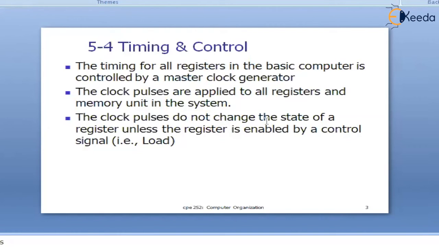The clock pulses do not change the state of a register unless the register is enabled. For example, in T0, only the program counter and address register need to be enabled, not any other register. So let us say in T0, is the accumulator going to get enabled? No. So nothing is going to happen to the accumulator. The contents of the accumulator will not get changed. Rather, nothing is going to happen to any of the other locations except the program counter and address register during T0.